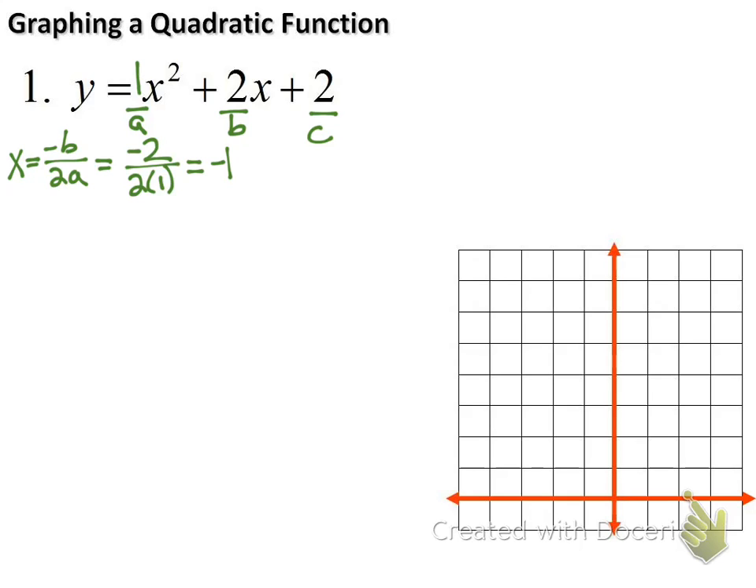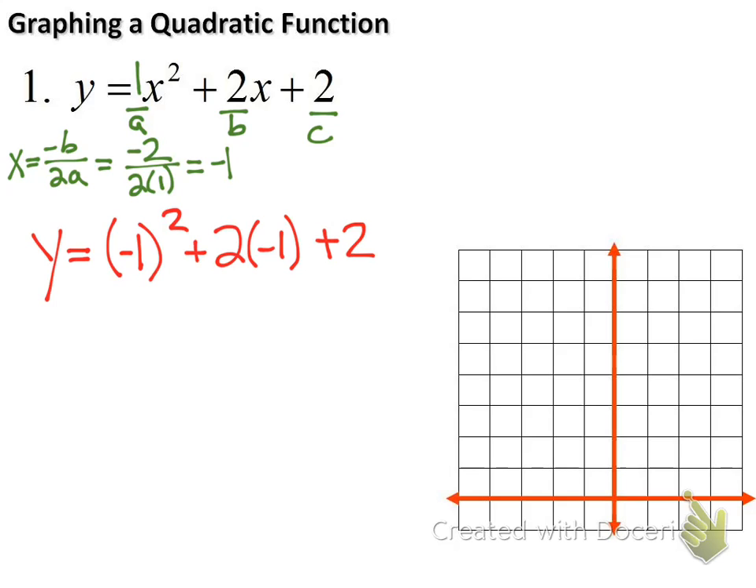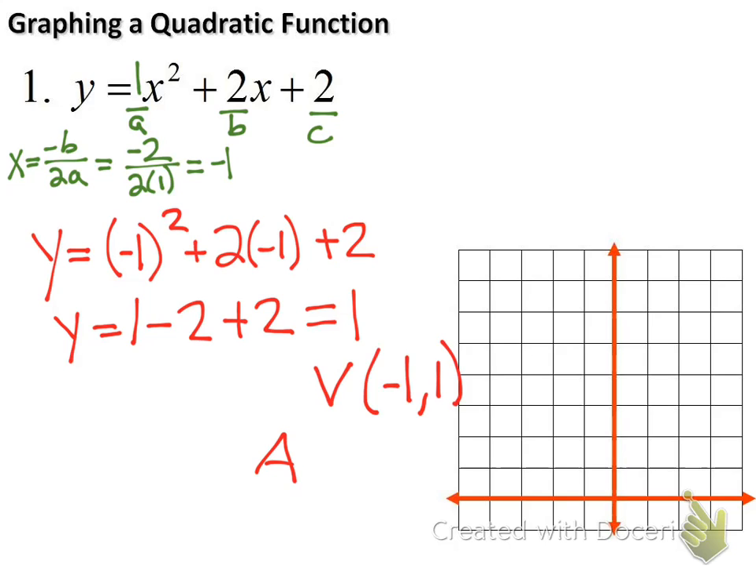How do I find the y value of my vertex? Plug it in. Good. So keep it in parentheses when you plug it in. It will help you keep your signs straight. So that's going to be 1 minus 2 plus 2, which is 1. So my vertex is at the point negative 1, 1. The axis of symmetry is the vertical line through the vertex. So it's the line x equals negative 1 because x equals lines are always vertical. So negative 1, 1 is right here. And this graph will be symmetric across this axis right here.